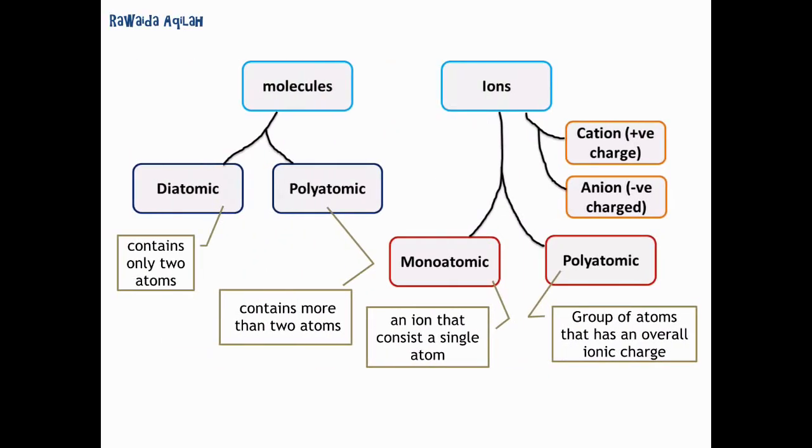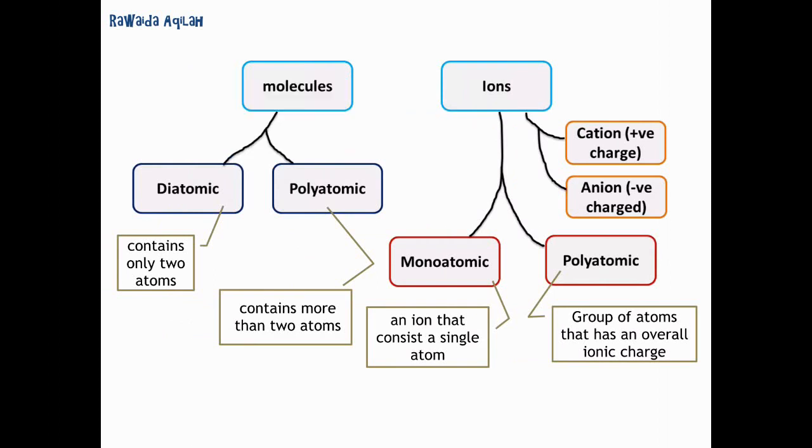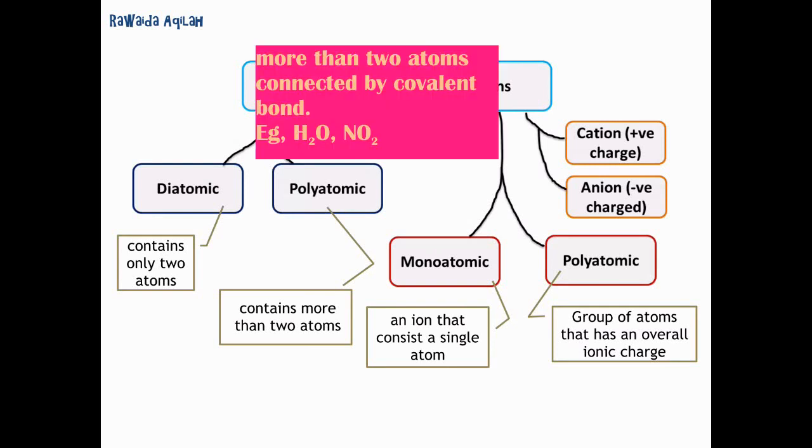Molecules are divided into diatomic molecules, which contain two atoms connected by a chemical bond, such as oxygen gas, O2, or carbon monoxide, C double bond O. While polyatomic molecules are molecules with more than two atoms connected by chemical bonds, such as water, H2O.